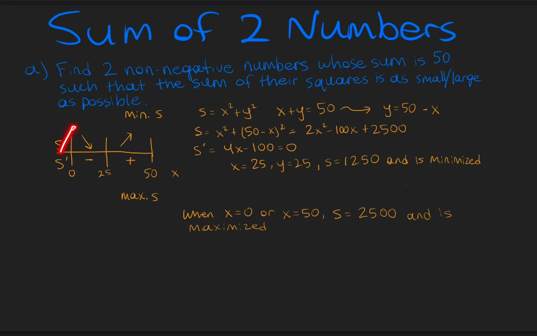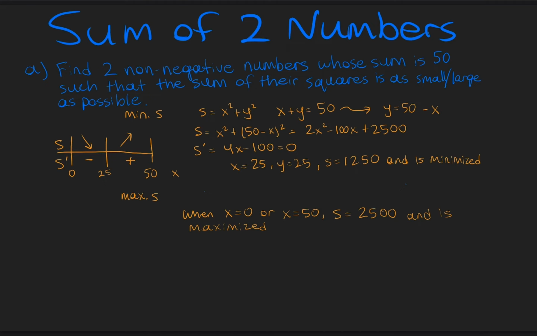So s is going to be maximized at either x equals 0 or x equals 50. And it turns out when you plug in x equals 0 and x equals 50 into this equation for s right here, you obtain s equals 2500 for both. So there are two places where s can be maximized: when x equals 0 or x equals 50. Because when x equals 0, y is just going to be 50, and when x equals 50, y is just going to be 0. So it ends up being the same thing. Okay, so that's the first problem.